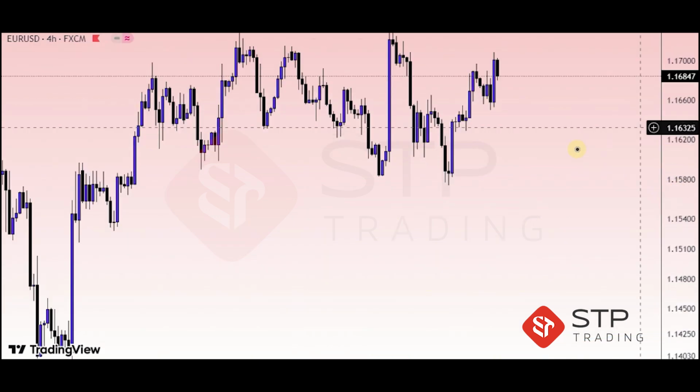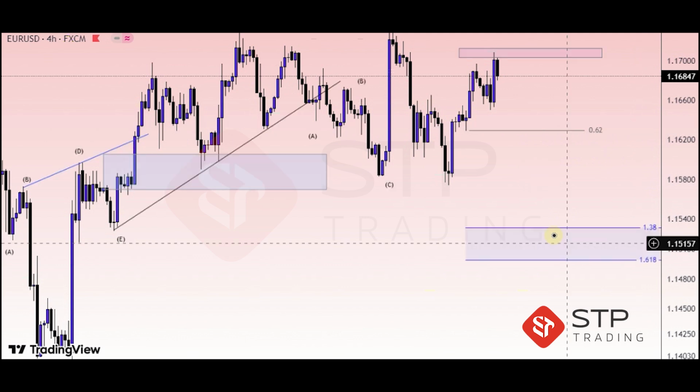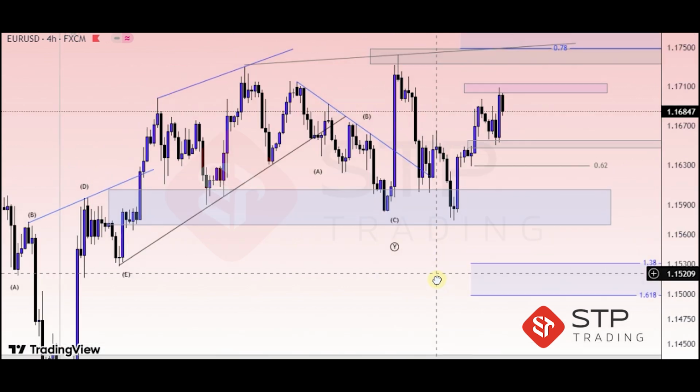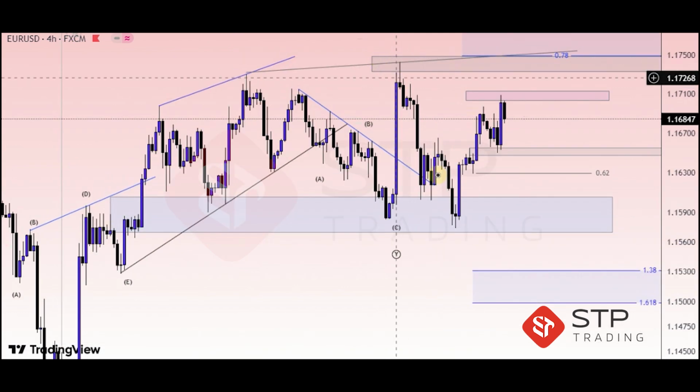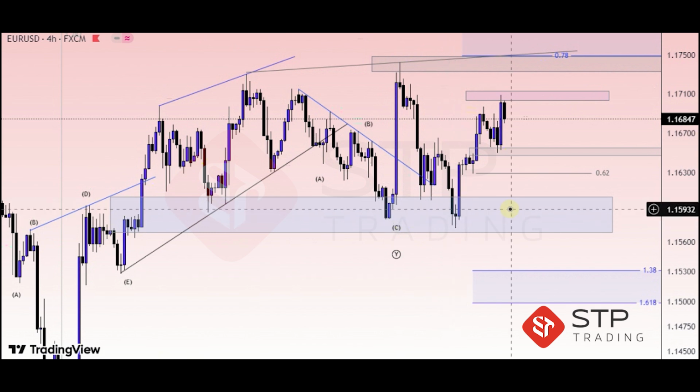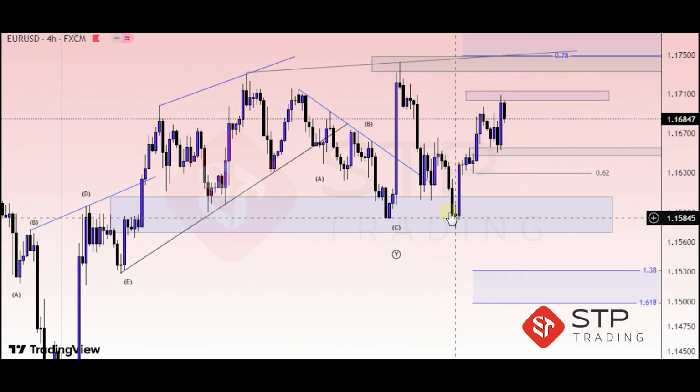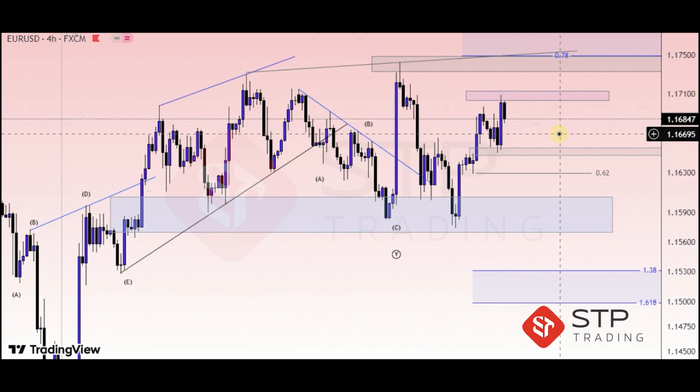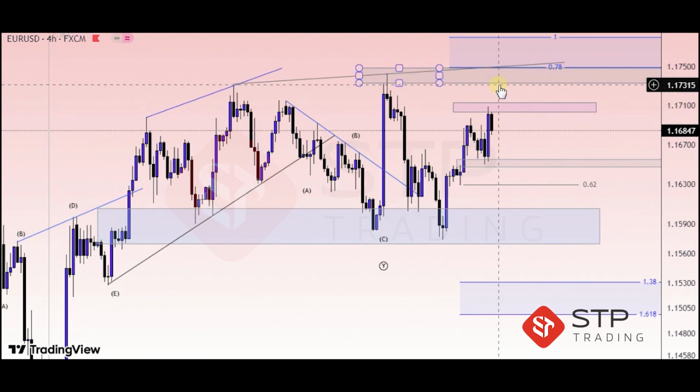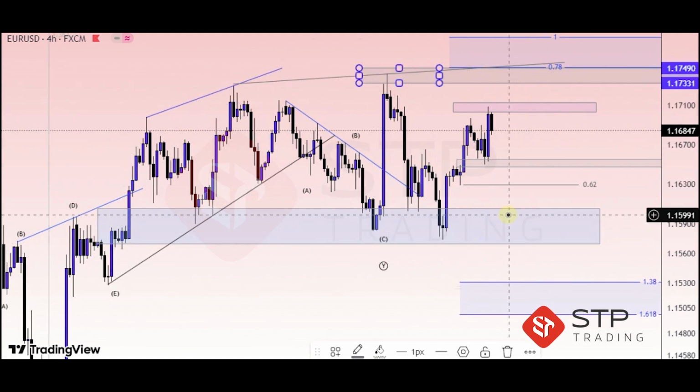In the next chart, we have Euro USD. Based on the reaction the price had at the marked resistance zone, we expected a corrective move down to the support zones here. Considering this move, we expect a corrective and ranging trend between this resistance and support area.